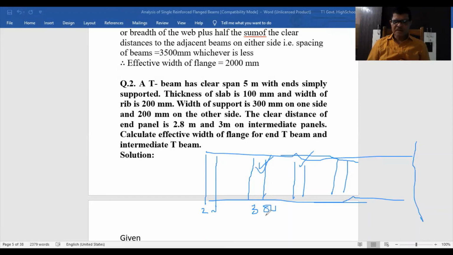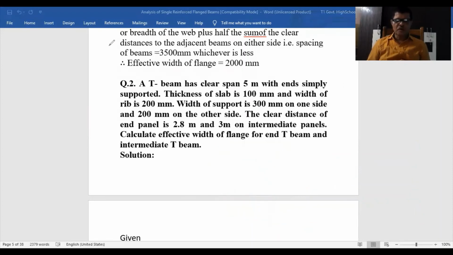So this 300, suppose this is the wall and this is the wall thickness. The wall thickness is one side 300, other side is 200. That means effective span will be half of this side and half of that side. And also the clear distance of end panel is 2.8. So this is given 2.8 and this value is given 3. Others are given 3. These are 3 and this is also 3. So while calculating the things, you have to see the differences.